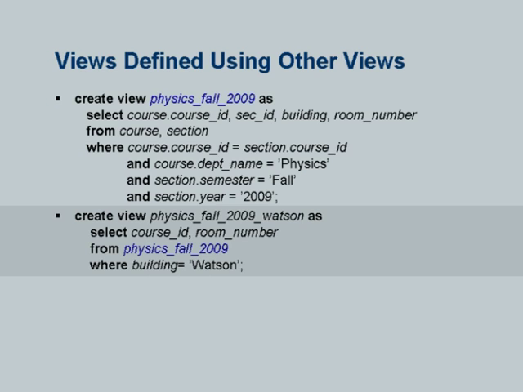So we have applied a further selection on this view, and from that we are selecting just the course ID and room number. Earlier we included the course ID, building and room number. Here the building is pointless because we know it is Watson. So we can stack views like this. That's perfectly legal in SQL.